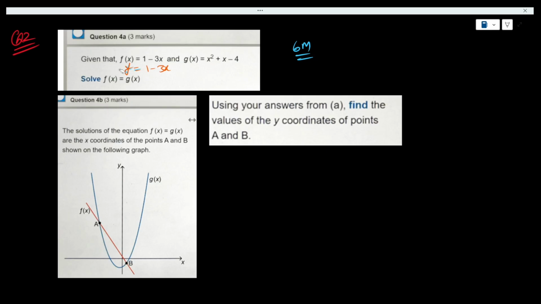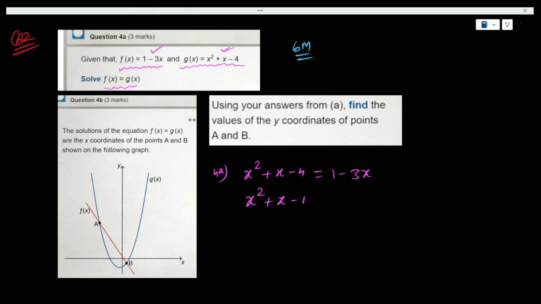Now, one of your functions is given in this question, f of x, in function form. It is 1 minus 3x, and the other function is x square plus x minus 4. You can see that this is a straight line and this is a parabola. Now, it's given f of x is equal to g of x. So here again, a simultaneous equation is given. This is why you can equate them, because they have given that they are equal. So what are you going to take here? x square plus x minus 4 is equal to 1 minus 3x, because they both are equal. Now you know that this is a quadratic equation.